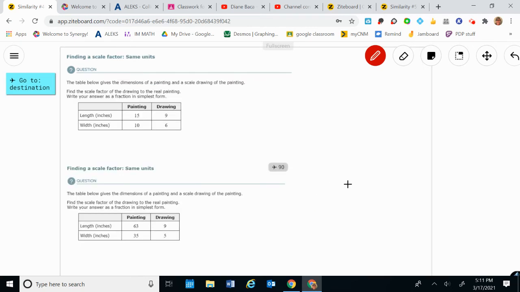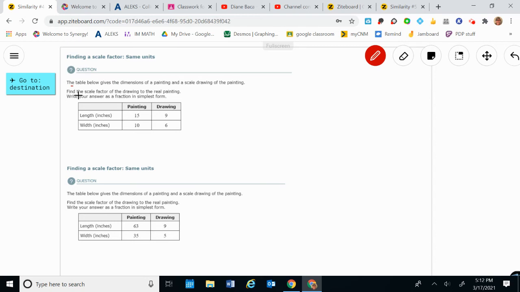Okay. All right, here we go. Same units now. Scale factor. The table below gives dimensions of a painting and a scale drawing of the painting. Find the scale factor of the drawing to the real painting. Write your answer as a fraction in simplest form. All right, this is important.